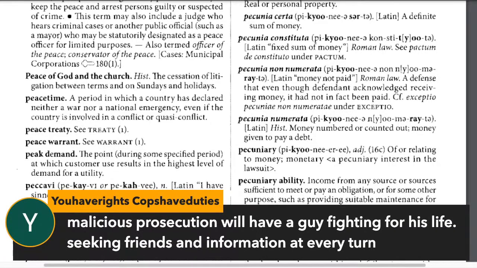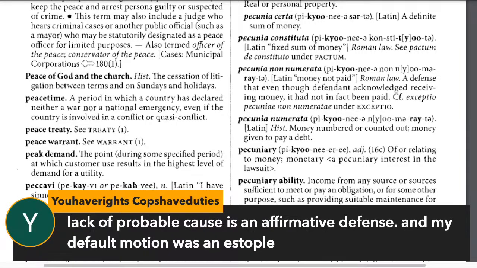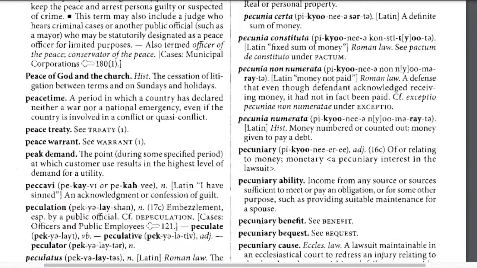Malicious prosecution will have a guy fighting for his life, seeking friends and information at every turn. Well, it takes struggle to make progress. Lack of probable cause is an affirmative defense, and my default motion was an estoppel. Excellent. Yes, indeed. So let me get over here.